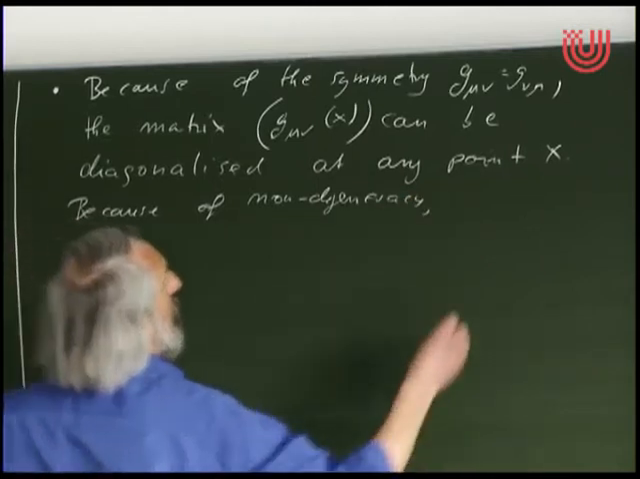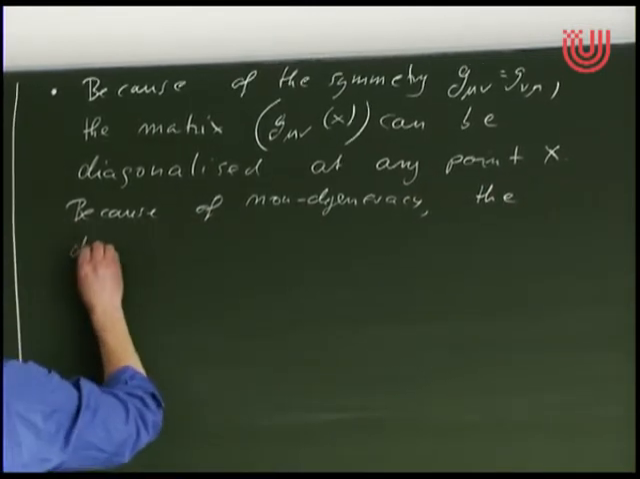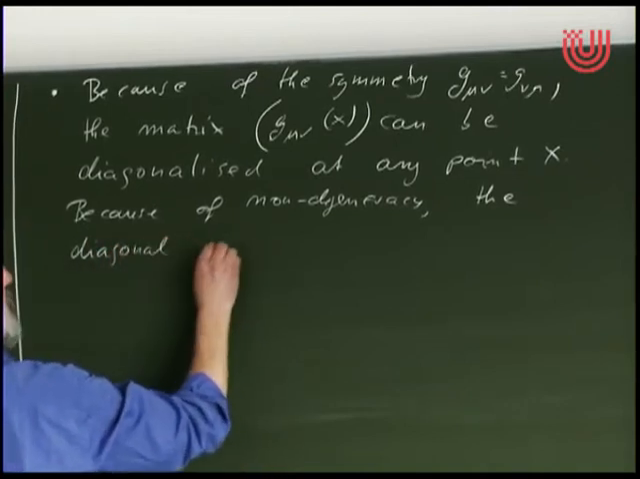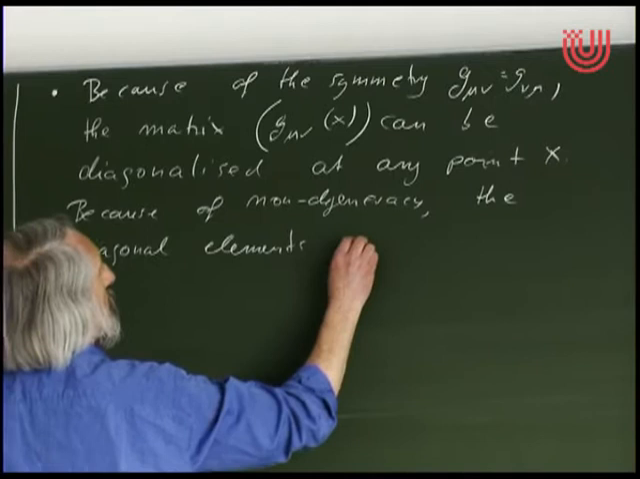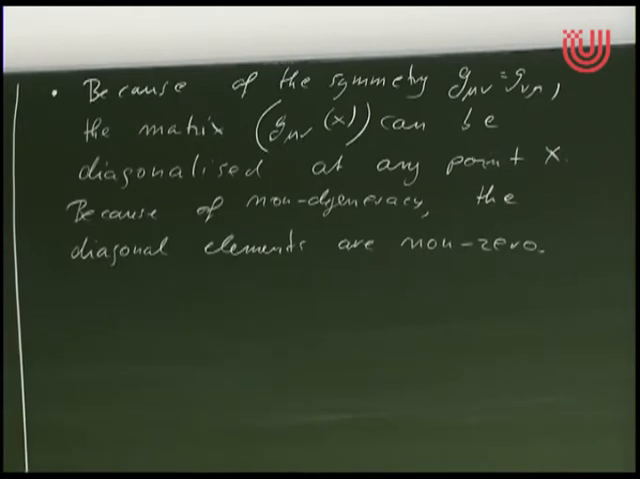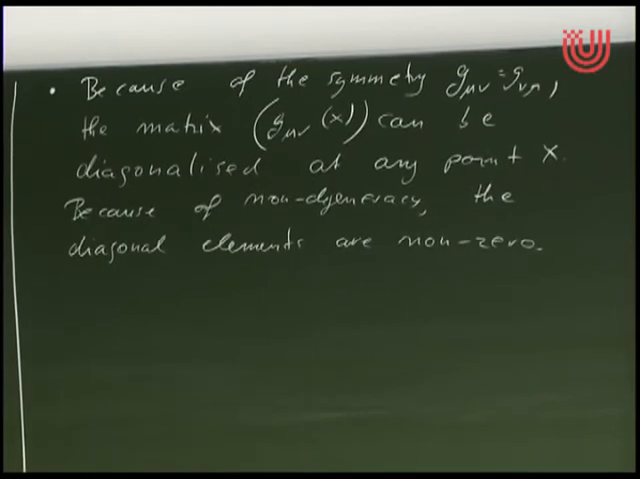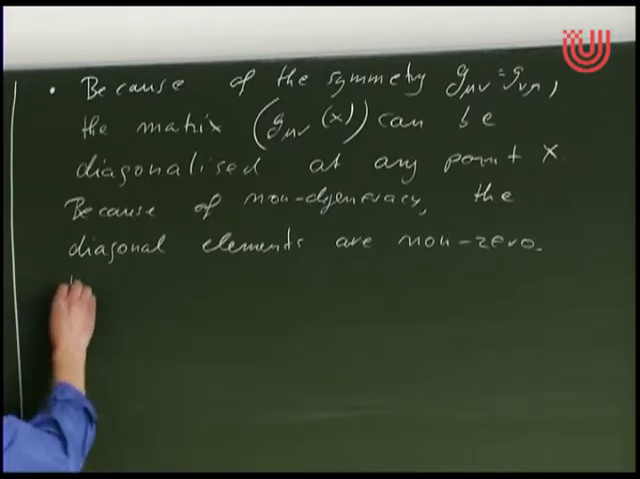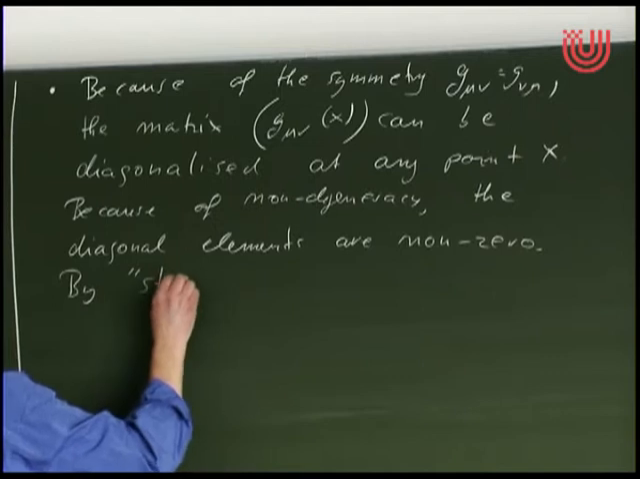So because of non-degeneracy, the diagonal elements are non-zero. This means there are a number of positive elements and a number of negative elements in the diagonal, but not a 0. But I can make the positive elements equal to +1 and the negative elements equal to -1 just by stretching the axis. If I make the axis shorter or longer, then I can give any non-zero value to these diagonal elements I like. I hope you understand what I mean.